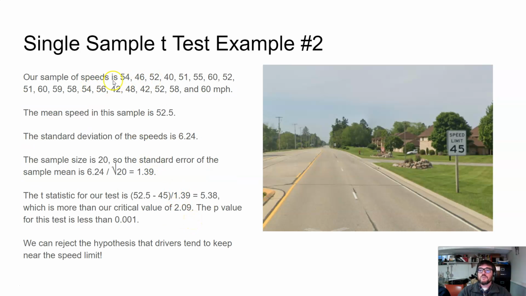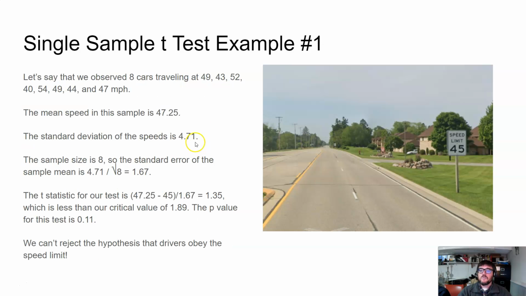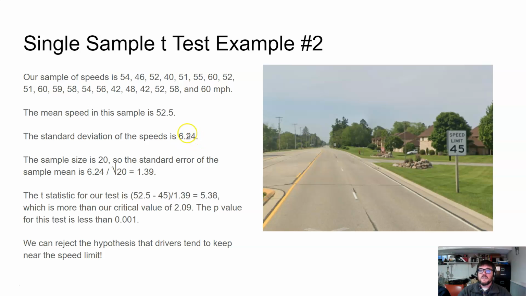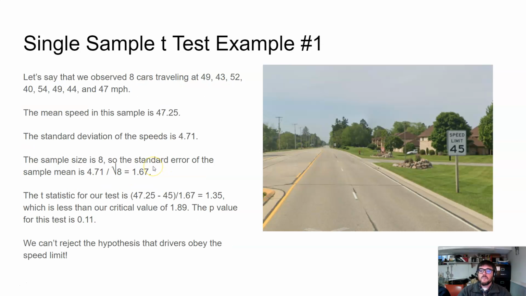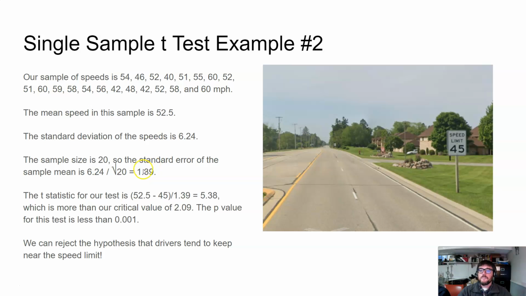So here are our 20 new drivers. And the mean in this group is 52.5. So they're going a little faster than last time. The standard deviation of the speeds is 6.24. So we have a little bit, let's see, what was our standard deviation before? 4.71. So there's more variation in their speeds too. But the sample size is bigger. So our standard error is just about the same, actually, right? That's actually a little bit lower.